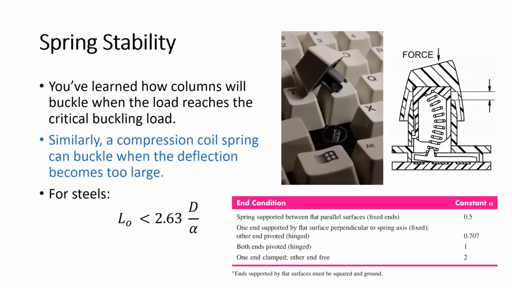Spring stability. You've learned how columns will buckle when the load reaches the critical buckling load, and we've also learned how fasteners in compression can also buckle, for example, a C-clamp. Similarly, a compression coil spring can buckle when the deflection becomes too large. But sometimes springs are designed to buckle.